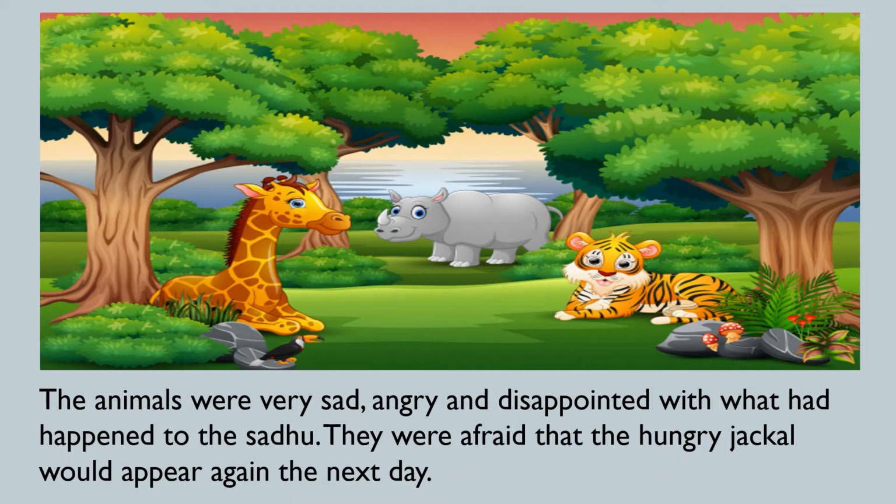They are in sorrow. They are in displeasure, and also they are disappointed and saddened with what has happened to the sadhu, because the jackal has killed him and also ate him. So they are in fear that one day this hungry jackal will again appear and kill, and spoil the peace and harmony among the animals.